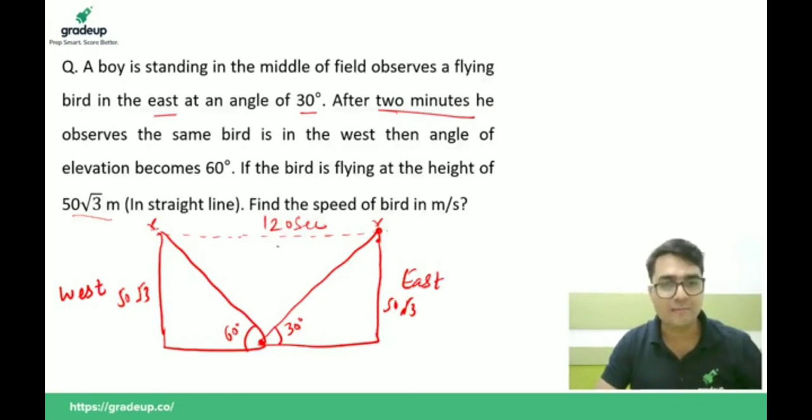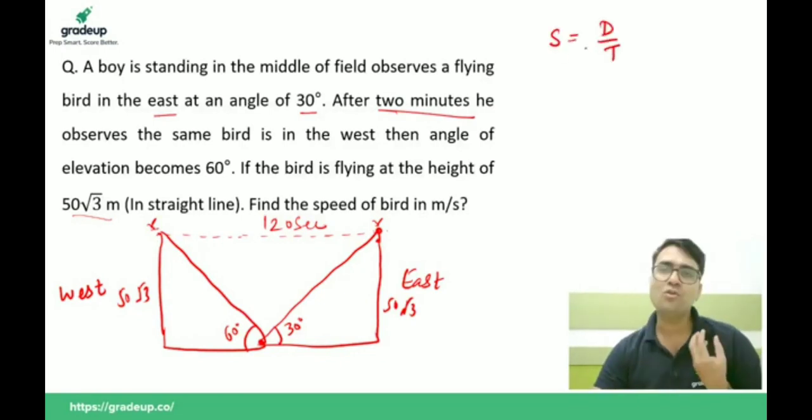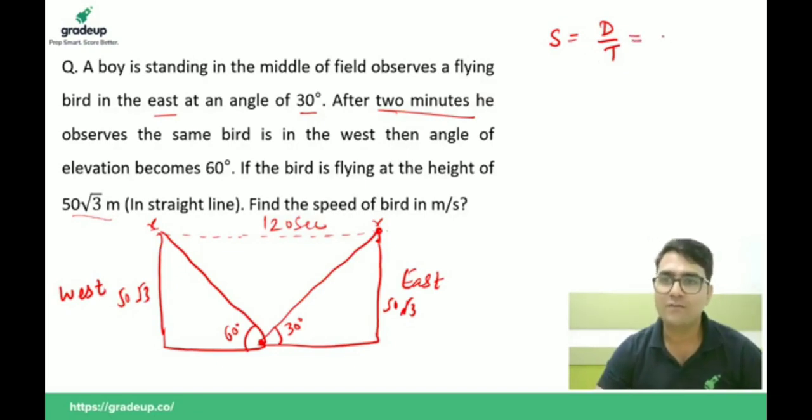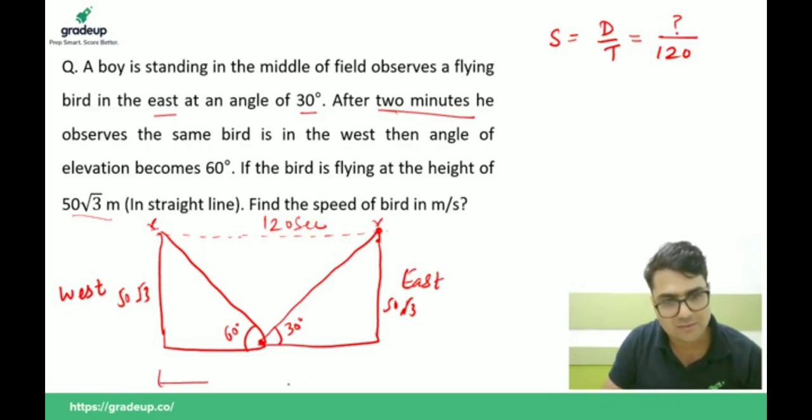Since we have the time, in order to find the speed, what do we need? Speed is distance upon time. So we have to find the distance as well as the time. We have the time, 120 seconds. Now we are required to find the distance, so I'm finding the distance here.